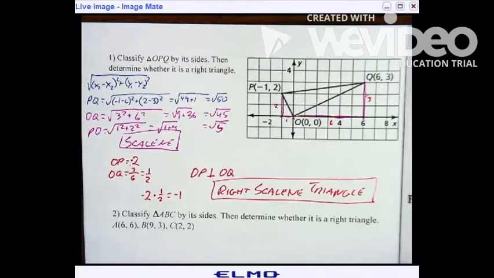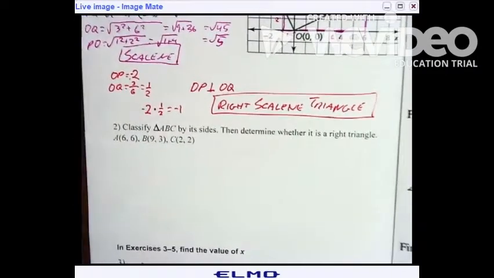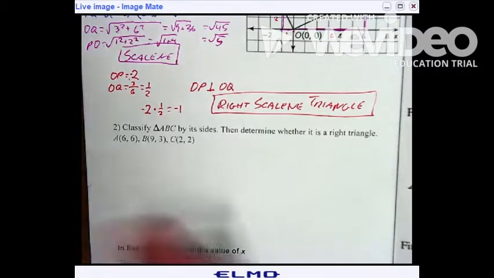So not too bad. What I would like for y'all to do is to pause the video and work out number 2. Same thing, we want to classify the triangle by its sides and then determine whether it is a right triangle or not. This one will be slightly more difficult because we don't have the graph. So we're going to have to do distance formula for all 3 of these, not the Pythagorean theorem. All right. So go ahead and work this out, then come back and check your answer.